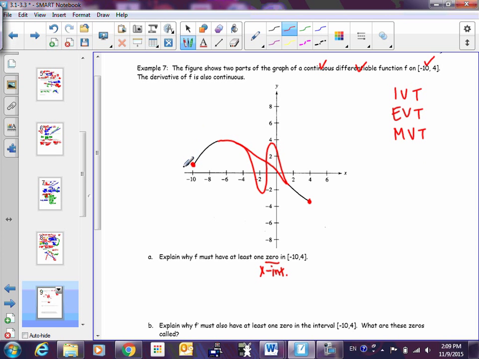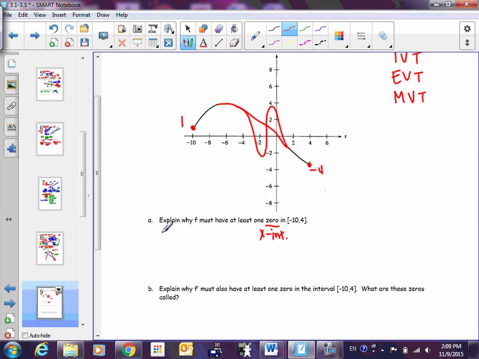And I want you to think of it this way. At the two endpoints, the y value is 1 and -4. What number has to come between 1 and -4? 0. Which theorem does that sound like? I said in between, intermediate. Okay? So first of all, we're going to write out the inequality.